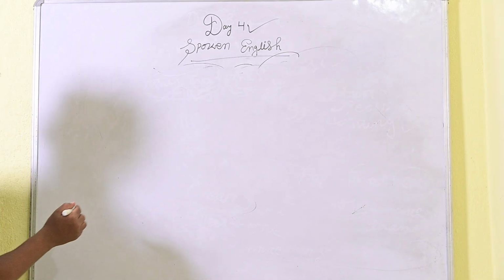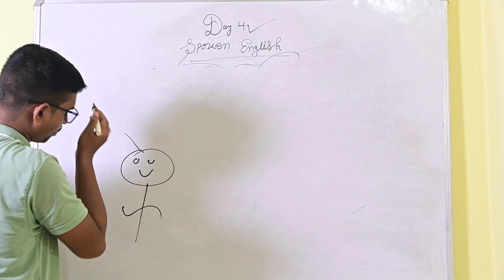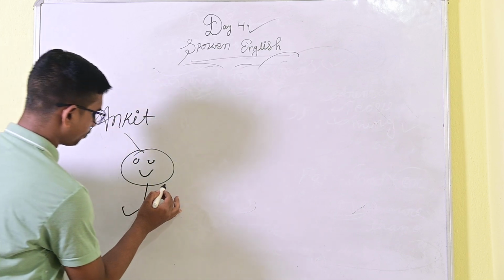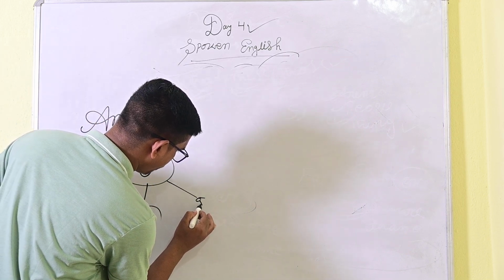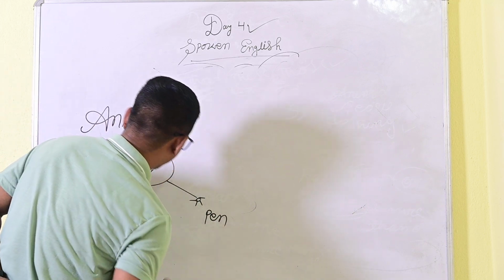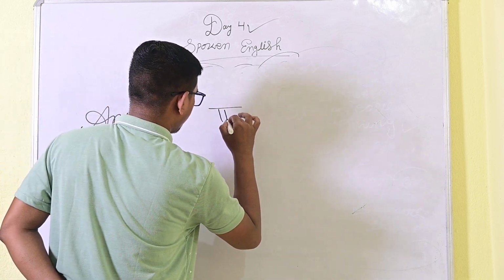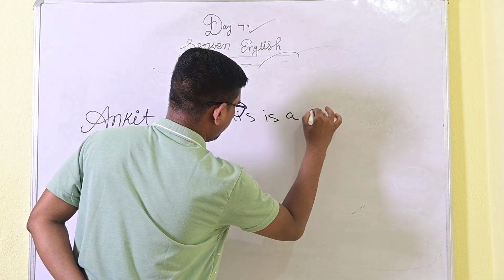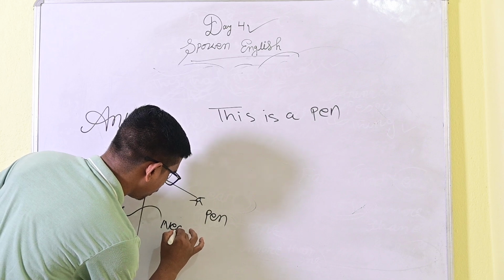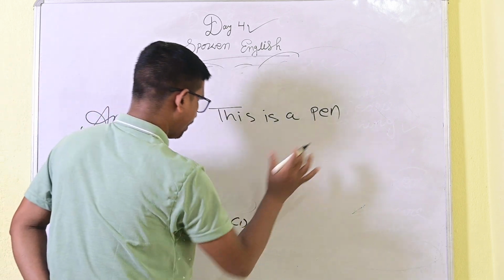Okay. Look, this is Ankit, showing the finger. Here, showing the finger, and there is a pen. Ankit will say, this is a pen, because Ankit is talking about near and it is one. Okay, it is one. This is a pen.